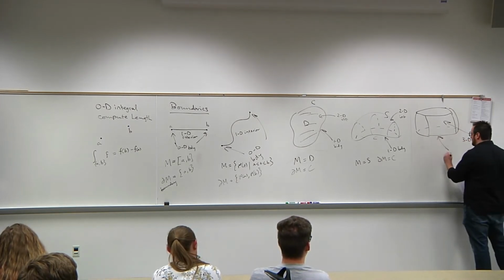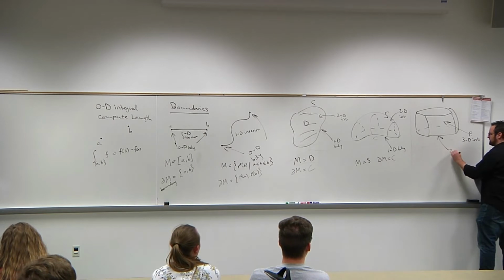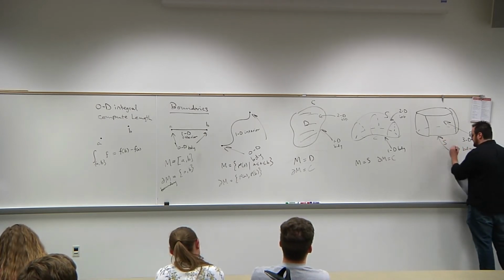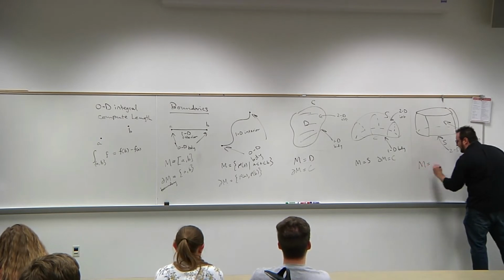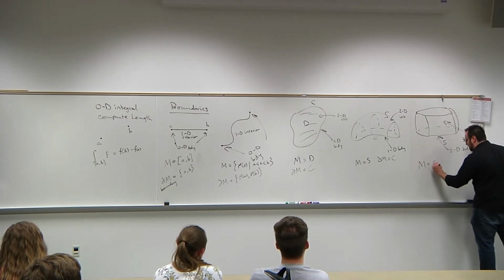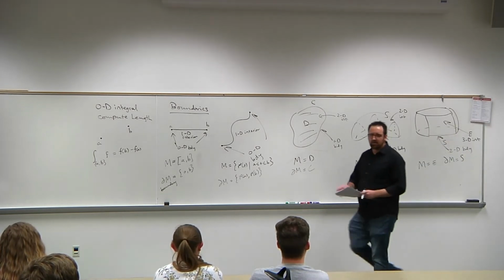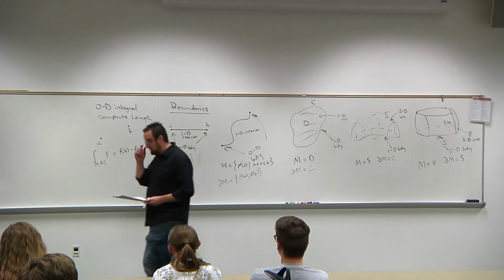It has a boundary that's what dimensional? 2D, and it's called S. So 2D boundary, called S. So in this case, M is what? E, and partial M is S. Does everybody see the pattern so far? This is how we're going to build all this stuff up.